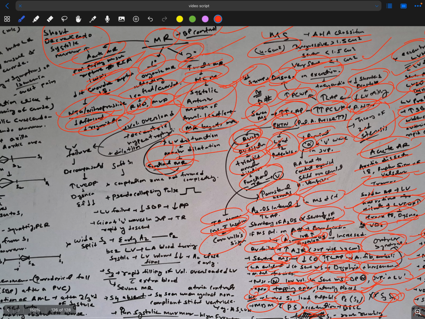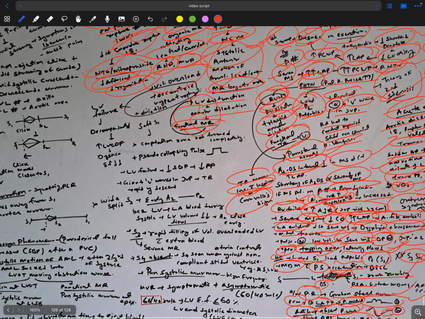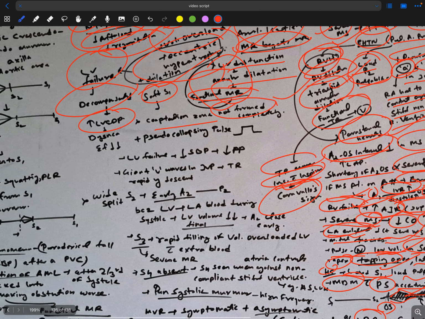There will be volume overload in case of MR. So eccentric hypertrophy with dilatation, there will be LV failure, decompensated. Soft S1 will be there in case of MR because the coaptation zone is not formed properly. There is increase in LV EDP due to LV failure. Diastolic failure will be there, with raised LAP and dyspnea. Ejection fraction will decrease eventually.